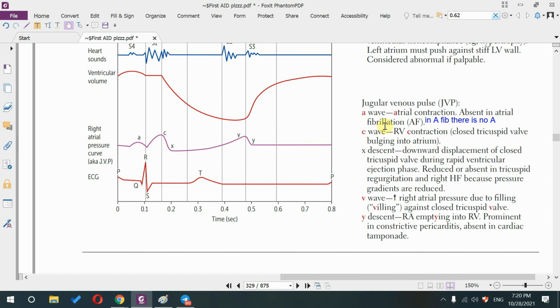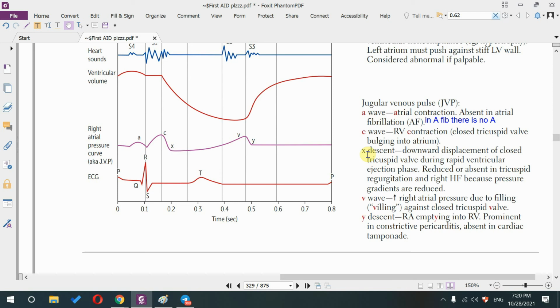Okay, guys? So next is the C wave. Here they speak about the right ventricle. Right ventricle contraction against a closed tricuspid valve will lead to the tricuspid valve bulging up into the atrium, creating this hat-shaped thing. So the pressure will be increased. Okay, guys? So the next one is the X descent, which is a downward displacement of a closed tricuspid valve.